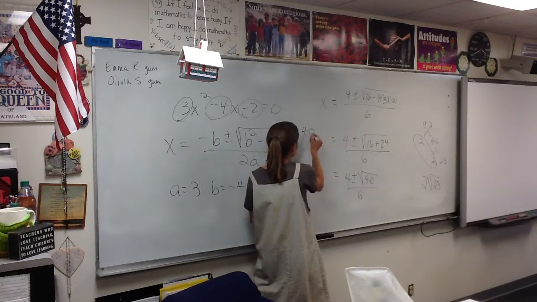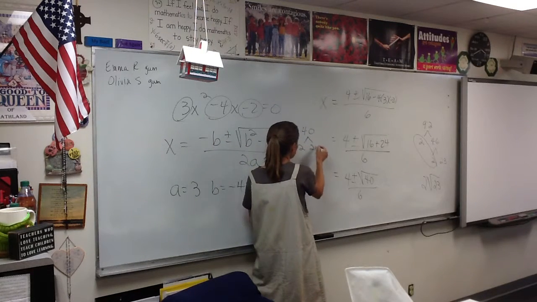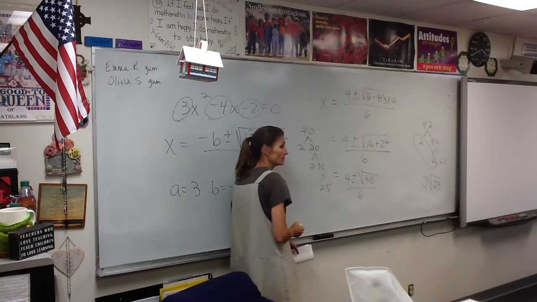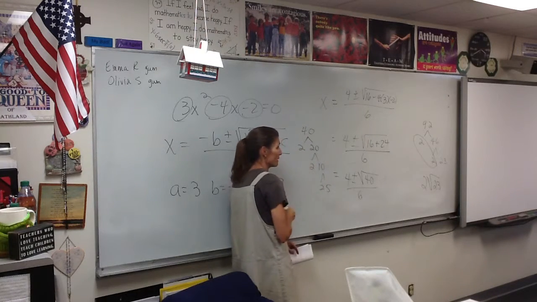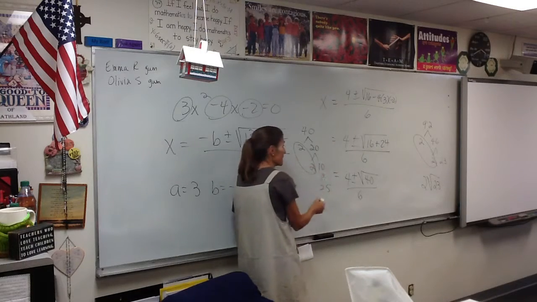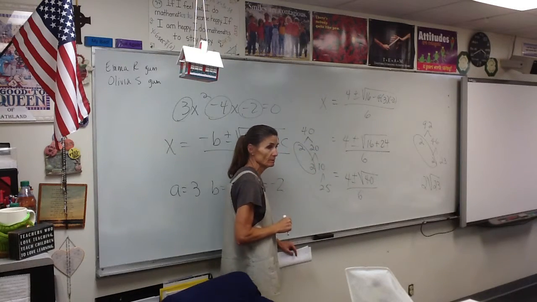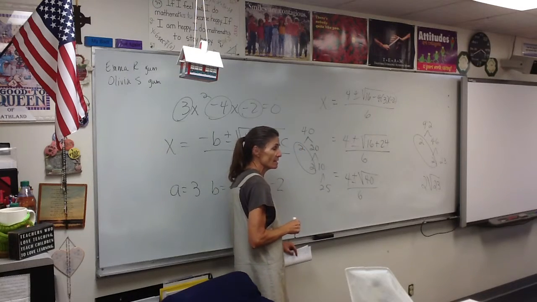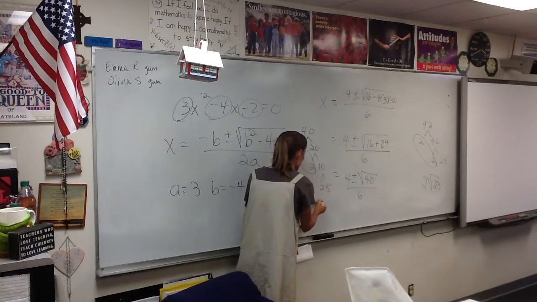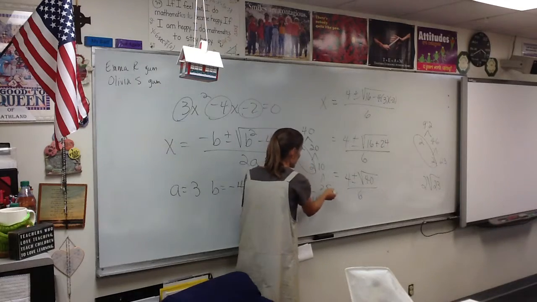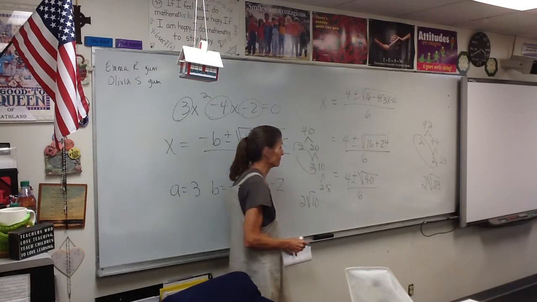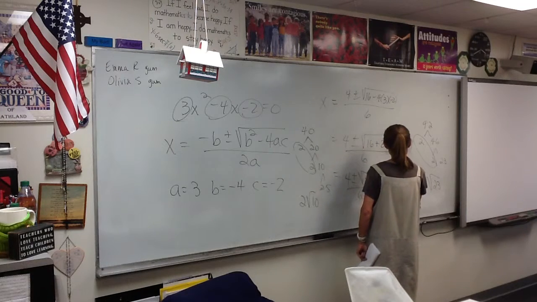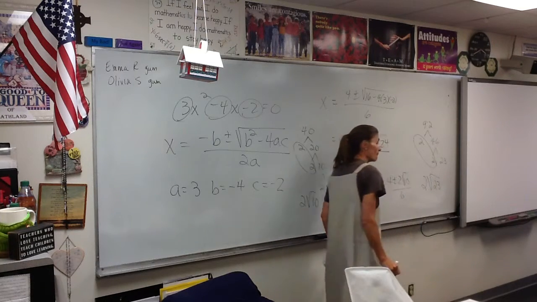40 is 2 times 20, which is 2 times 10, which is 2 times 5. Now, we just talked about it. If you have 2 of something, it comes out. If you don't have 2 of it, it stays in. So we have 2 root 10. 2 comes out, and there's a leftover 2 and 5. So we have 4 plus or minus 2 root 10 over 6.